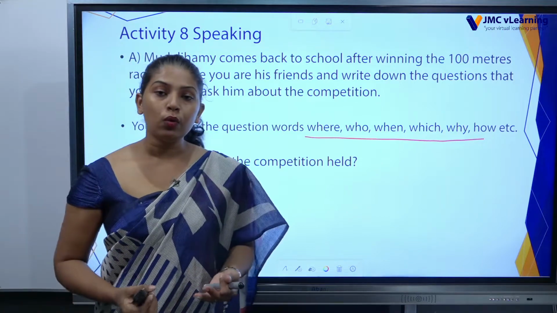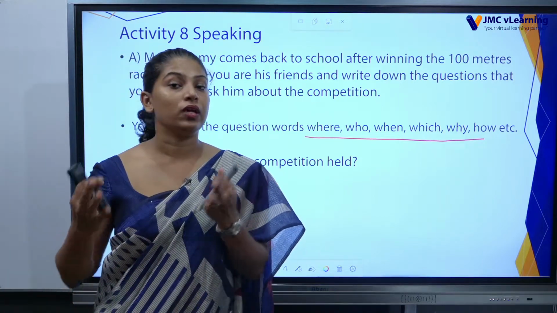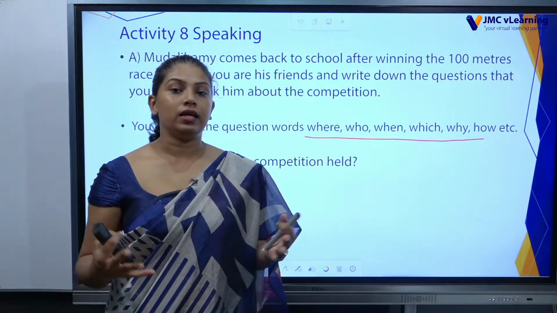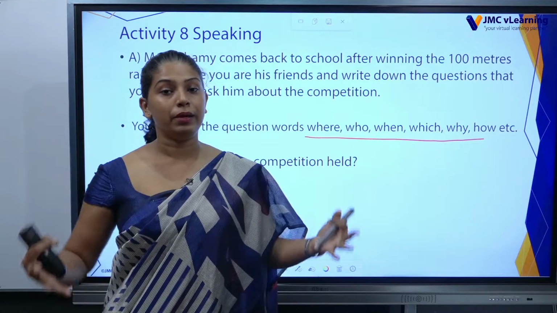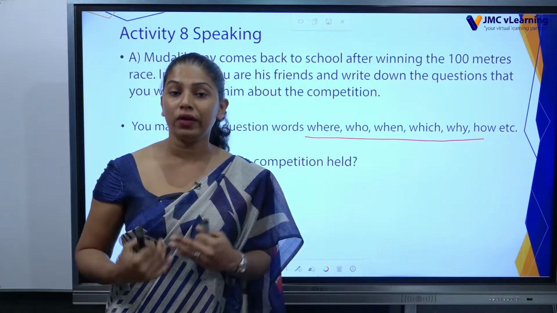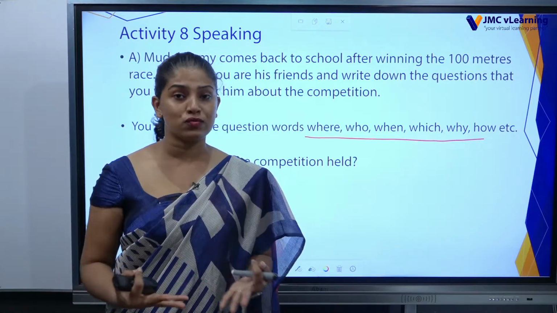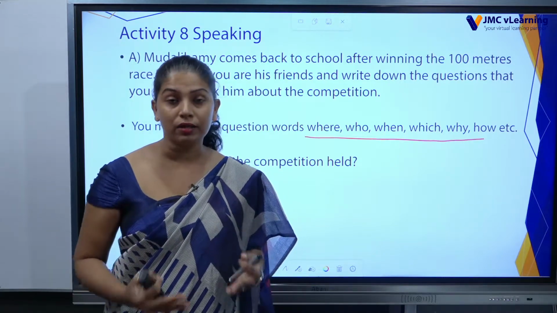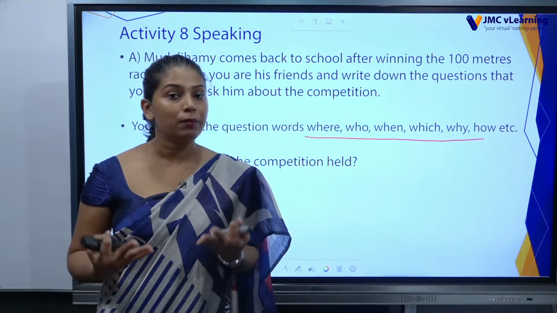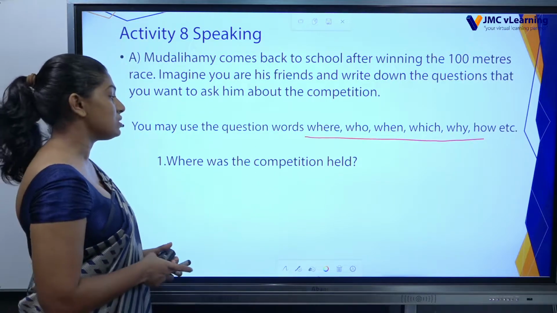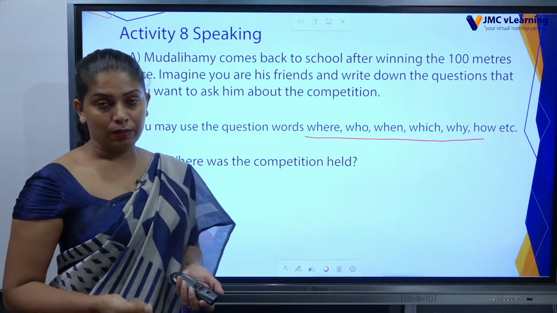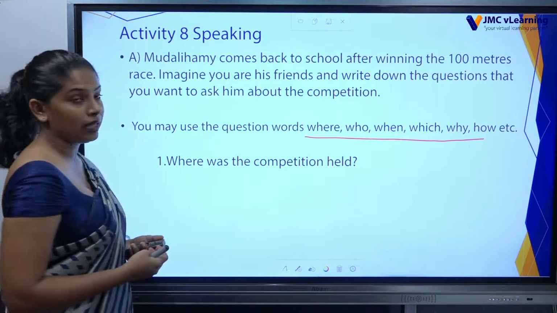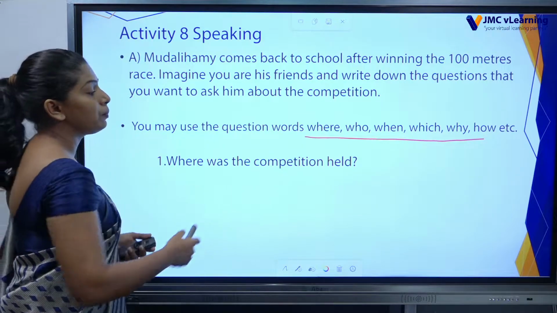Now you want to know where it was held, because we know that Mudalihami was a village boy and he went to a city and he went to a big school and a big ground like that. So you are his friends. Now you have many questions to ask Mudalihami, so you can ask many different questions. From that, the very first one that comes to your mind may be this: where was the competition held? Because Mudalihami went to a big competition, so you can ask a question like this: where was the competition held?